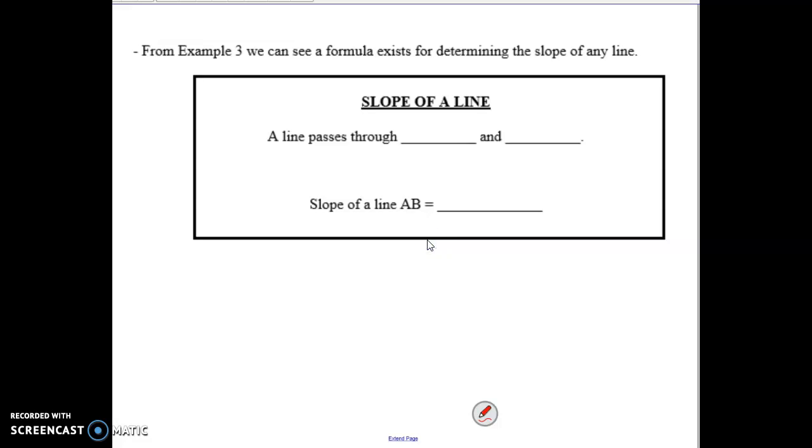Okay, so now we're talking about the same example we just did, and that we didn't actually need to draw the line in for this one.